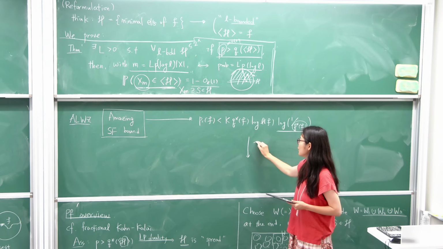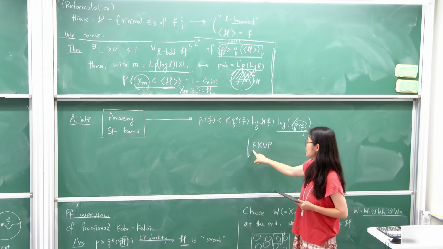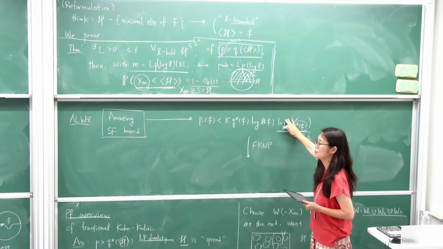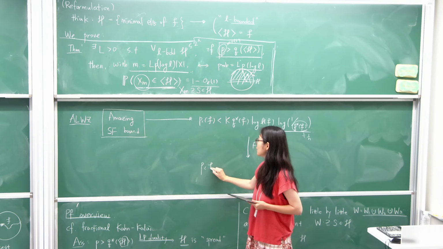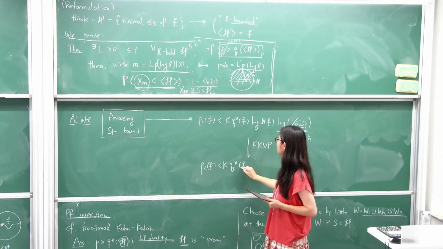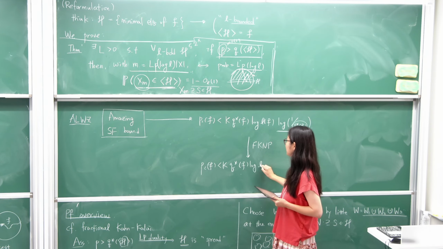And here is our main contribution. Let me call this F, K, and P: Frankston, Kahn, Narayanan, and myself. So our contribution is just to remove this term. PC of F is at most K times the fractional expectation threshold times log of L of F.